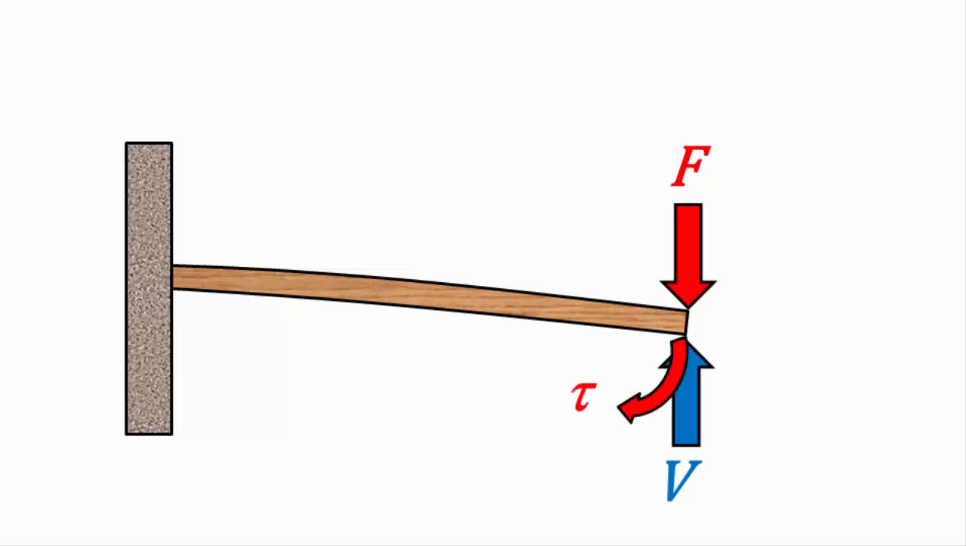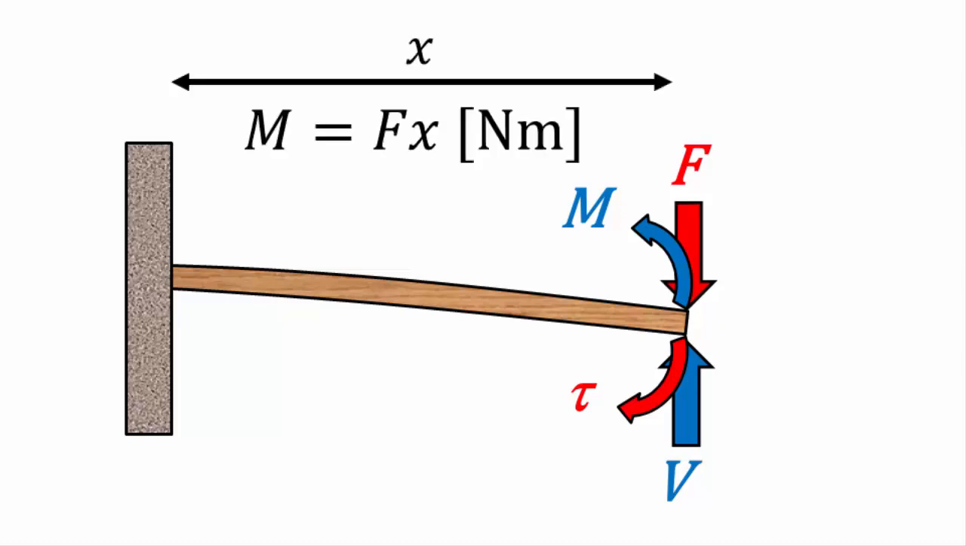So while the load creates a bend on the beam in a clockwise direction, the shear force opposes this bend in the anti-clockwise direction. Bending moment is defined in the same way as torque, that is, it is the product of the force and the perpendicular distance from the force to the fixed point which the beam will bend from.